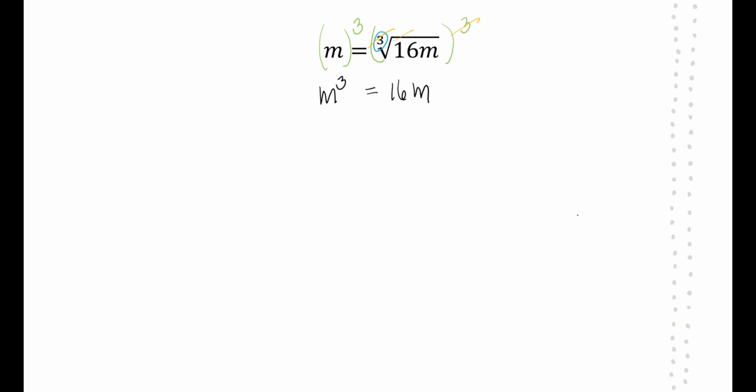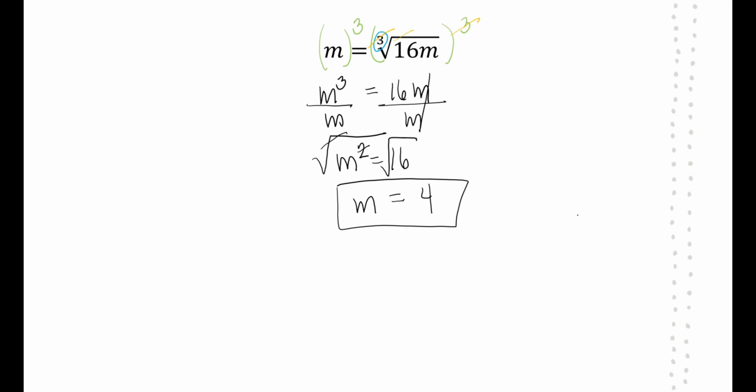To solve for the value of m, we have to divide both sides of the equation by m and then simplify. We may now cancel this out, and 16 would remain. And then m cubed divided by m is equal to m squared. And since we have an exponent, we may use the property and we can take the square root of both sides of the equation and eliminate the exponent. So that would be equal to m, and the square root of 16 is equal to 4. So we only have one value of m.